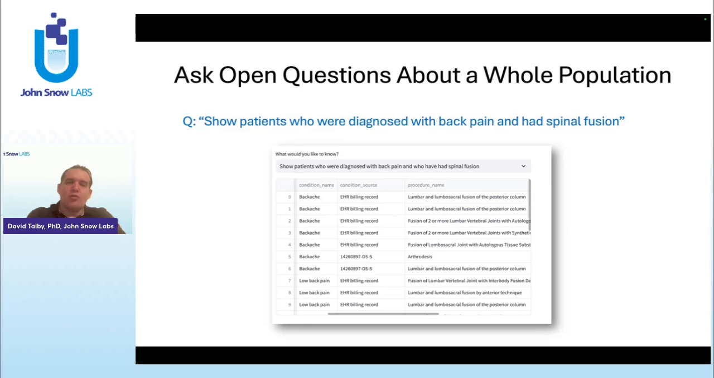And the goal here is to go really well beyond the traditional cohort building systems, where you have to specifically understand the schema, understand the fields, and understand the terminologies.